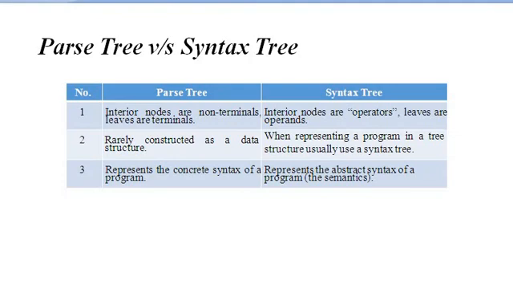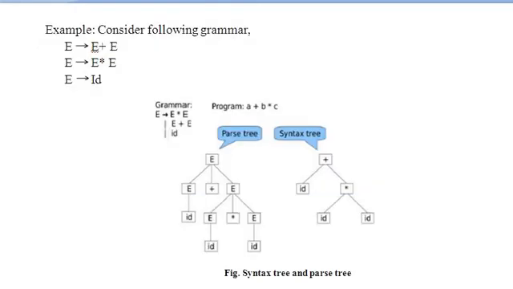Then what is the difference between parse tree and syntax tree? In a parse tree, interior nodes are non-terminals and leaves are terminals, while in a syntax tree, interior nodes are operators and leaves are operands. Parse trees are rarely constructed as a data structure, while a syntax tree is usually used for representing a program in a tree structure. Parse tree represents the concrete syntax of a program, while syntax tree represents the abstract syntax of a program. Now let's see with an example what is parse tree and what is syntax tree.